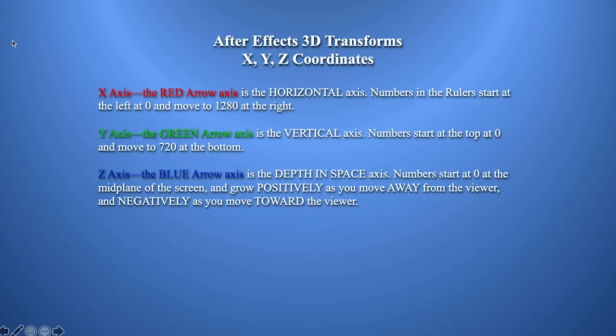The z-axis is the blue arrow axis. It's the depth in space axis. Numbers start at 0 in the mid-plane of the screen and grow positively as you move away from the viewer, and negatively as you move toward the viewer.